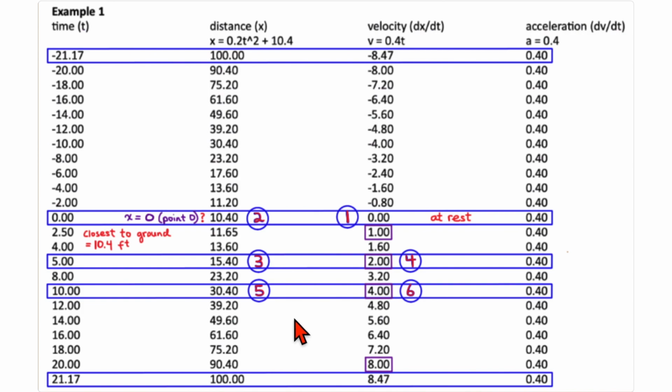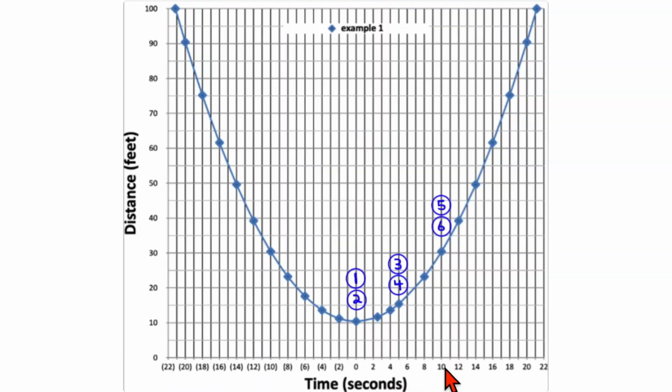So here's calculation 5. The distance at 10 seconds is 30 and 4/10 feet to the right of point 0. And the velocity at 10 seconds, the instantaneous velocity at 10 seconds, is 4 feet per second. Again, the acceleration is constant, so it's 4/10 of a foot per second squared. 4/10 of a foot per second each second, which is the same as increasing 1 foot per second every 2.5 seconds. So go out to 10 seconds on the graph.